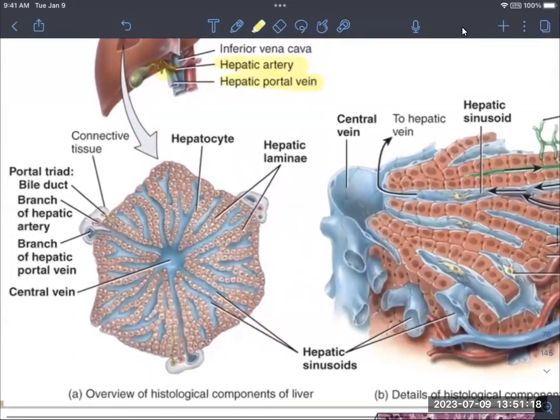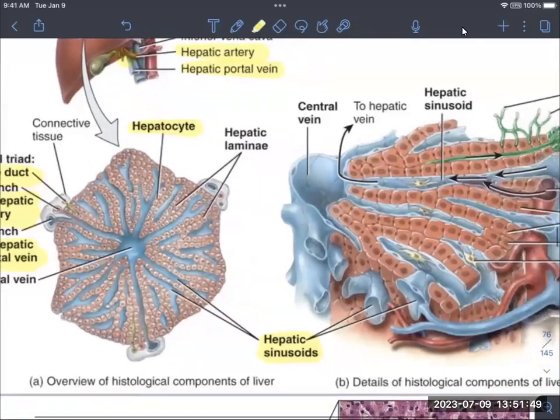We have all of these different hepatocytes. We can see all of these hepatic sinusoids, so these openings, and they're going to drain out that bile that is being made by these hepatocytes. We have that hepatic portal vein, the hepatic artery, and that bile duct that make up this portal triad.